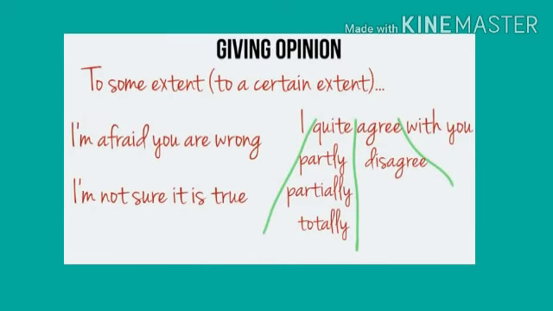Some other phrases to give an opinion. To some extent or to a certain extent. For example, to some extent this is their job too. I'm afraid you're wrong. I'm not sure it is true. When you agree or disagree with someone, you can say, I quite agree with you, or I partly agree with you. Also, you can use the words partially and totally. For example, I totally agree with you or I totally disagree with you.